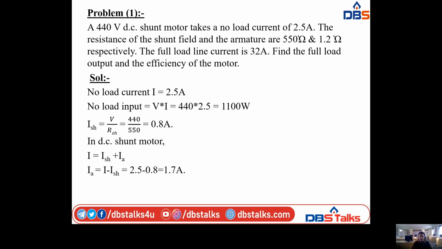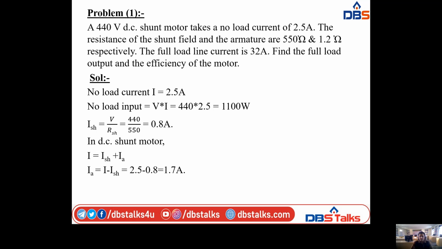Next, the resistance of the shunt field and the armature are, shunt field resistance RSH is equal to 550 ohms, and armature resistance RA is equal to 1.2 ohms respectively, and the full load line current is 32 amperes. This is the line or load current, 32 amperes. Find the full load output and the efficiency of the motor. By using this data, we have to find the full load output and efficiency of the motor. Generally this is the basic problem to calculate the efficiency of the motor.